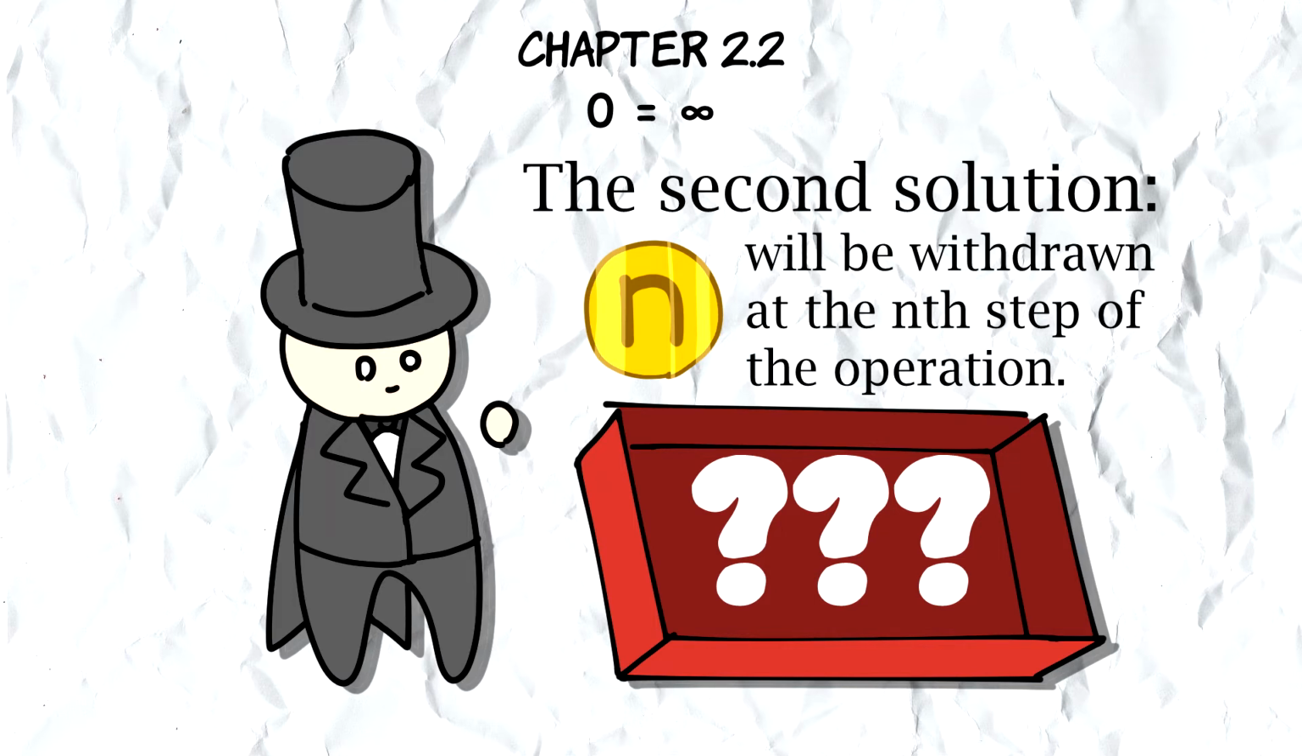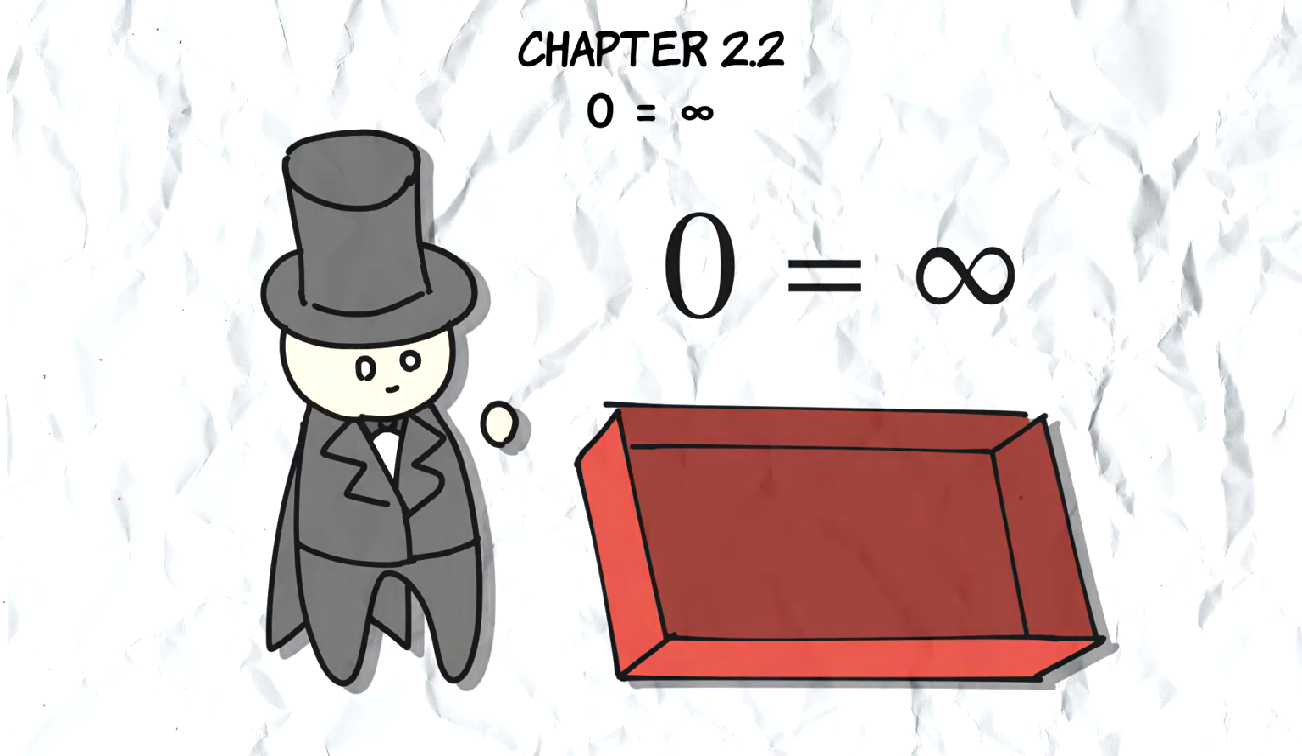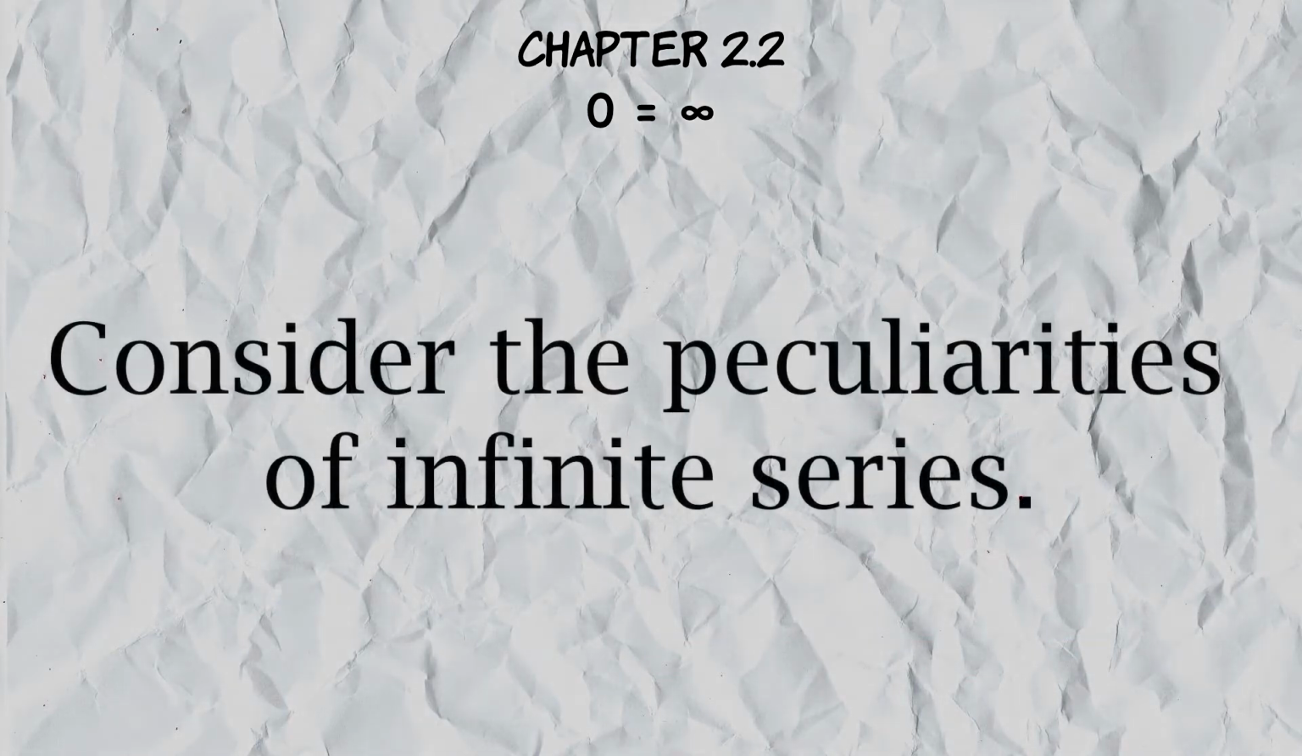As a result, there will be no coins in the box at the end of the hour. This indicates that 0 equals infinity. So where does the error lie? I'll leave that to you, but as a clue, consider the peculiarities of infinite series.